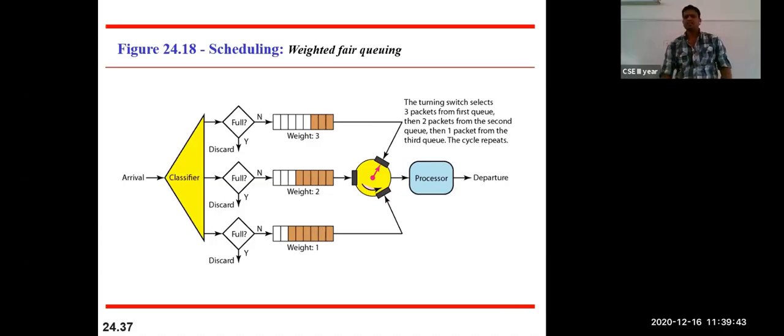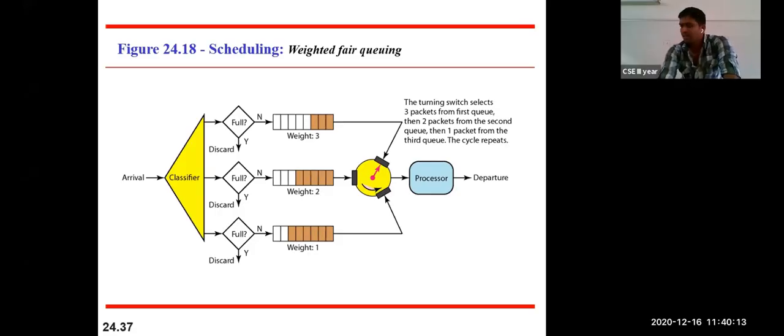Do you really think there is a problem in this? Priority is achieved. At the same time, starvation is eliminated. I have written on the top right side that the turning switch selects 3 packets from the first queue. My mistake, here is a small change. According to the weight, if weight is 3, it picks 3 packets. If weight is 2, it picks 2 packets. If weight is 1, it picks only 1 packet.